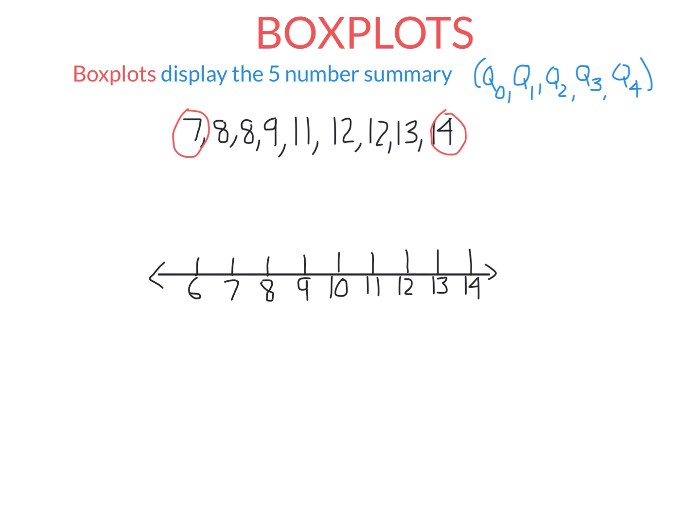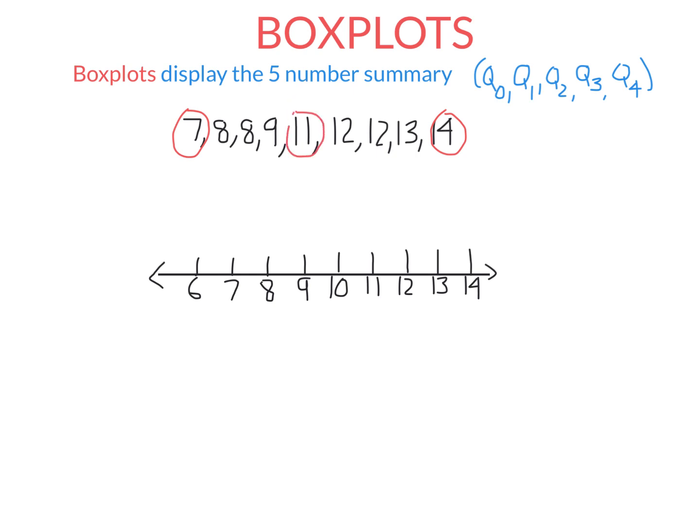So next we have to calculate the median. Remember from the previous video, we need to calculate the median Q2 before we can calculate Q1 or Q3. So here there are 9 scores. Odd number of scores means that the median is always one of the scores. So the median here is 11.